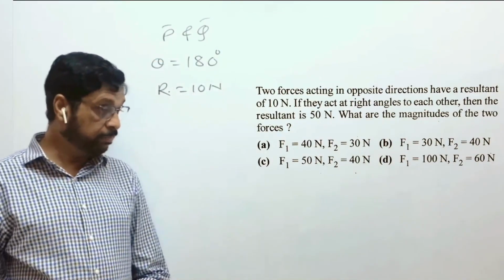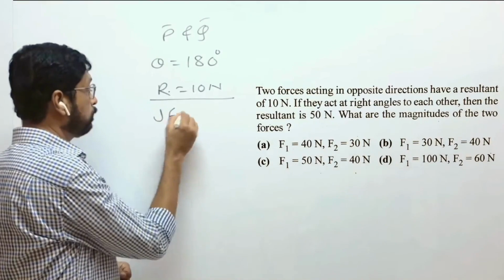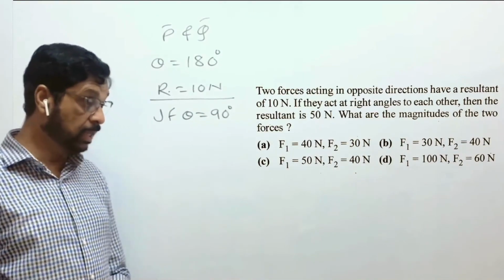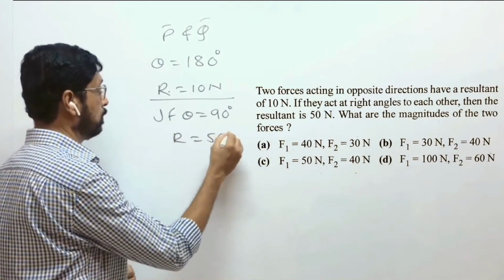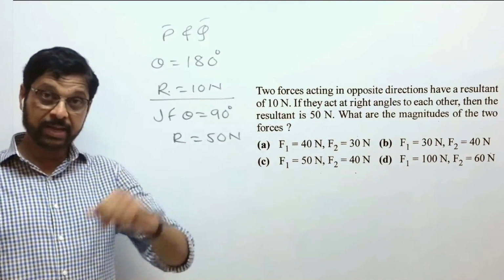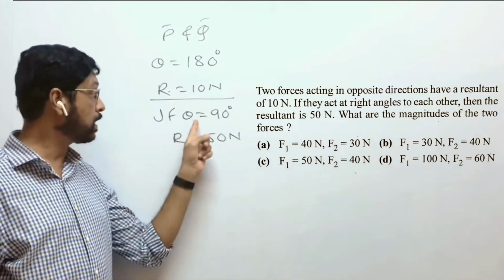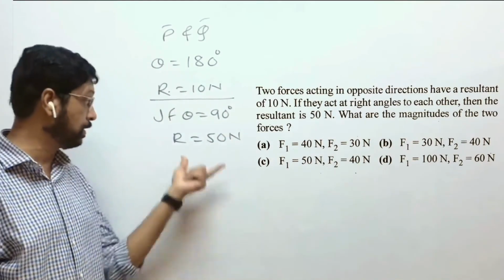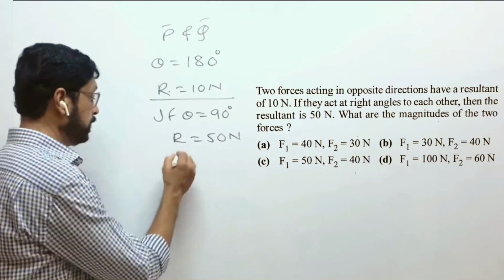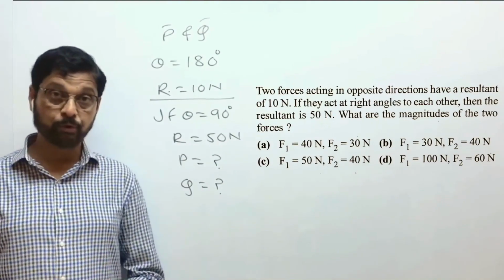If they act at right angles to each other, the first condition is over. If theta is equal to 90 degrees, if they act at right angles to each other, then the resultant is 50 Newton. When they are acting in opposite directions, their resultant is P minus Q, which is 10 Newton. When they are perpendicular to each other, the resultant is 50 Newton. What are the magnitudes of the two forces? Means P is equal to what and Q is equal to what? Magnitudes of the two forces.